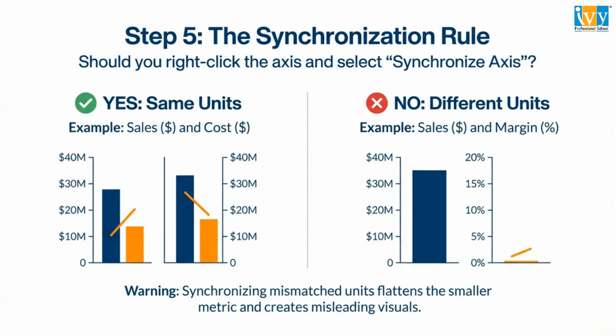A common question is whether to synchronize the axes. Only synchronize when both measures use the same unit, such as sales and cost. If the units are different, like sales and margin percentage, do not synchronize. Synchronizing mismatched units flattens one metric and creates misleading visuals.